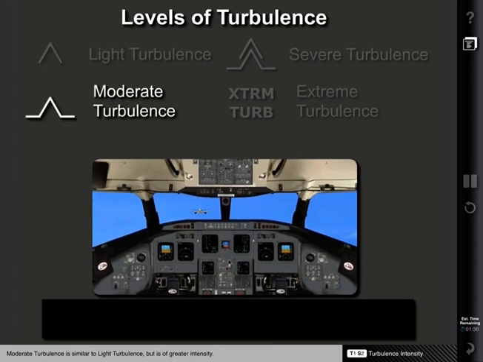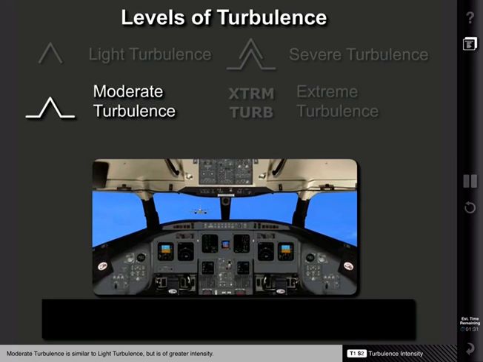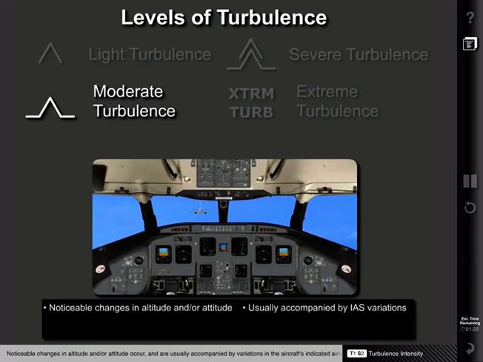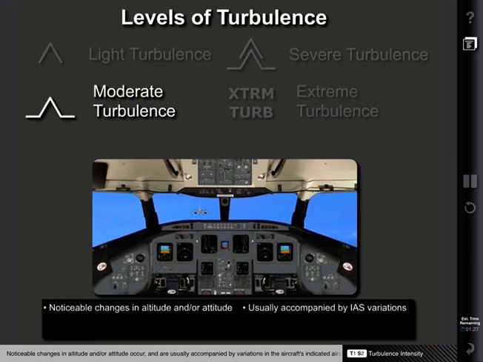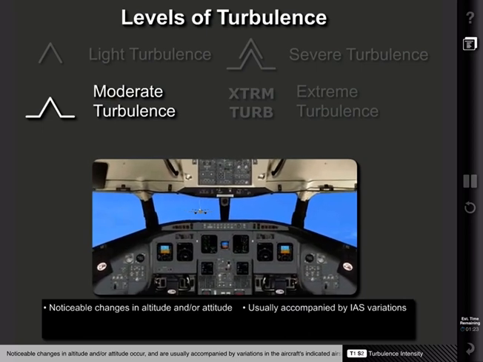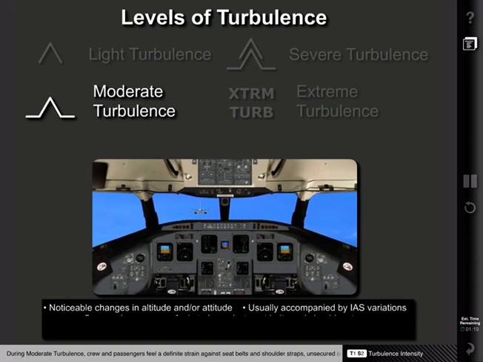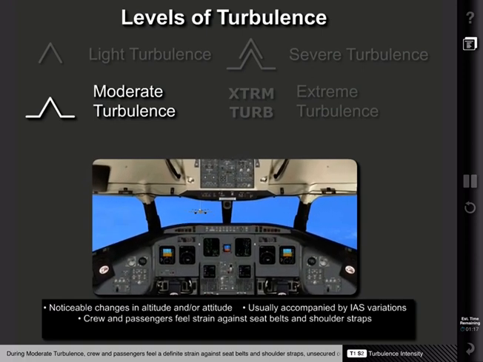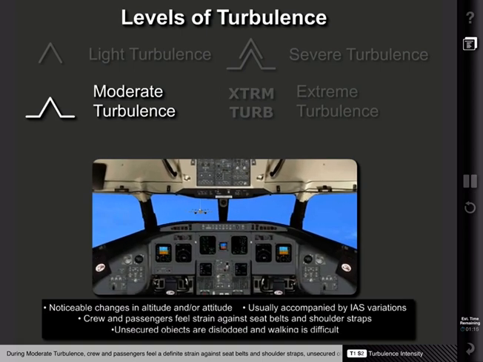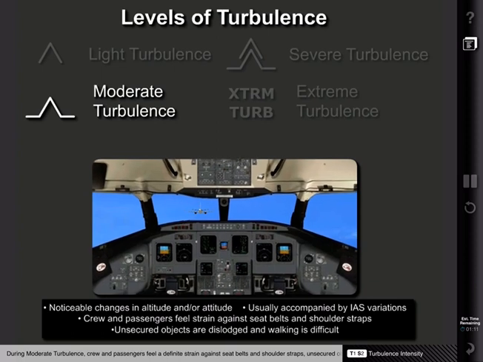Moderate turbulence is similar to light turbulence, but is of greater intensity. Noticeable changes in altitude or attitude occur, and are usually accompanied by variations in the aircraft's indicated airspeed. During moderate turbulence, crew and passengers feel a definite strain against seatbelts and shoulder straps, unsecured objects are dislodged, and walking is difficult.